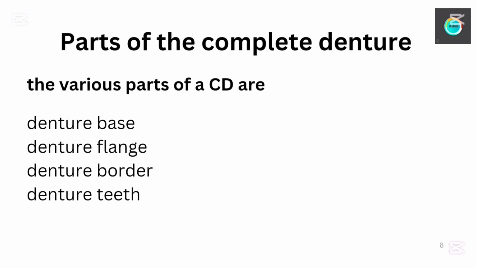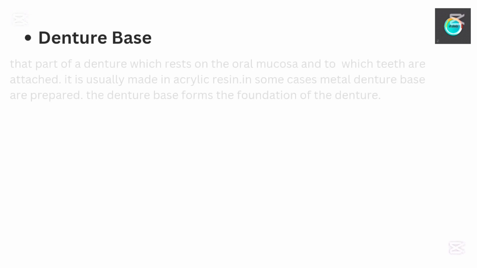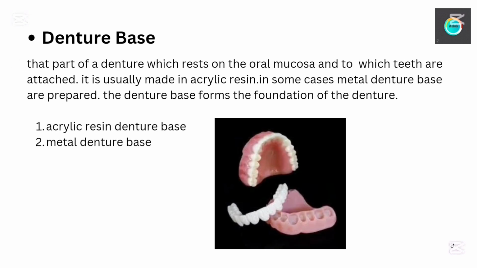Parts of the complete denture. The various parts of a CD are denture base, denture flange, denture border, and denture teeth. Denture base: that part of a denture which rests on the oral mucosa and into which teeth are attached. It is usually made in acrylic resin. In some cases, metal denture bases are prepared. The denture base forms the foundation of the denture.